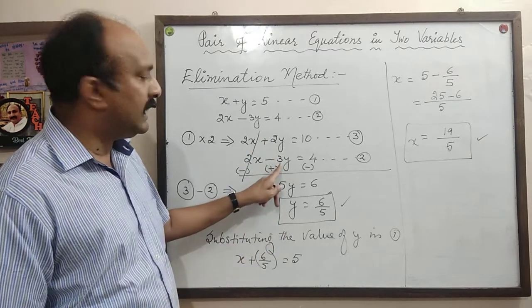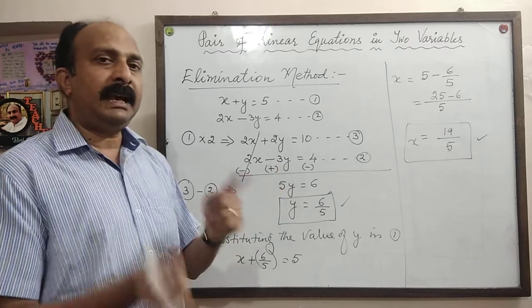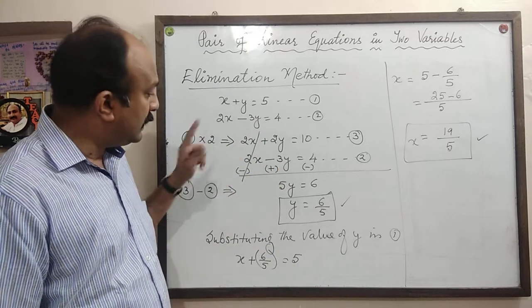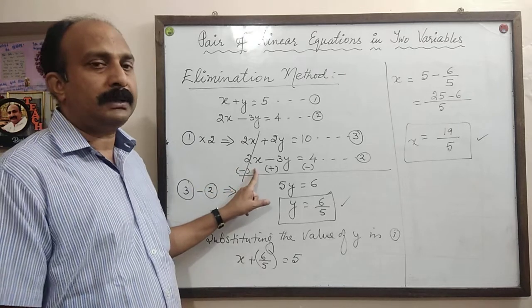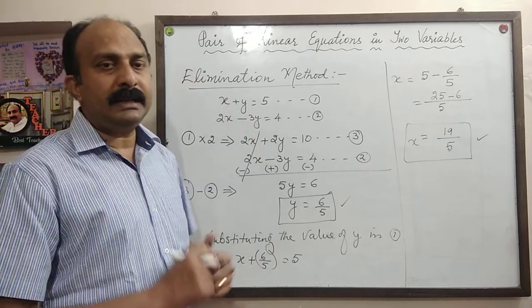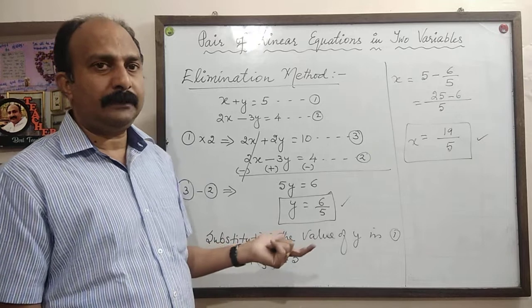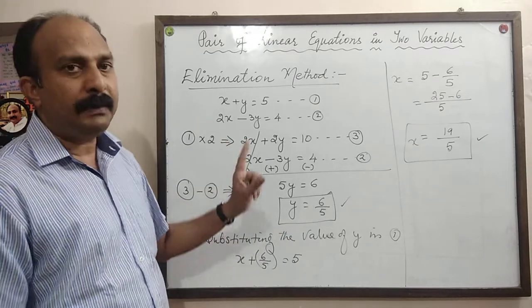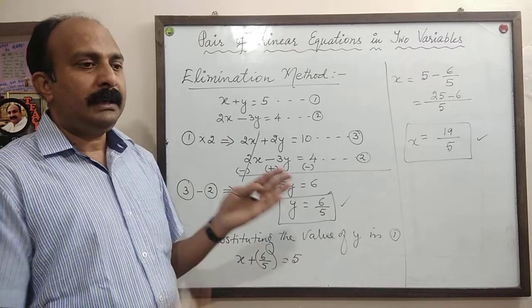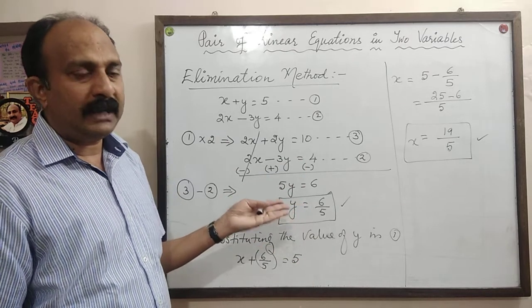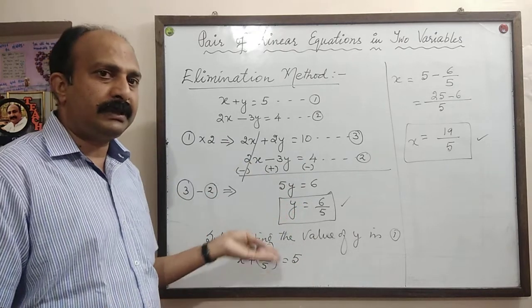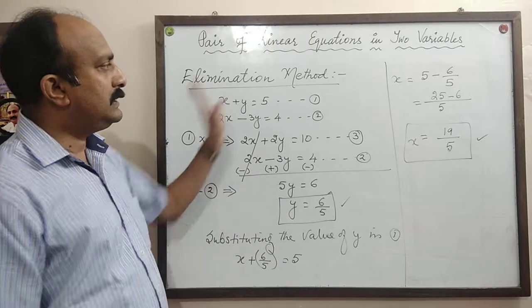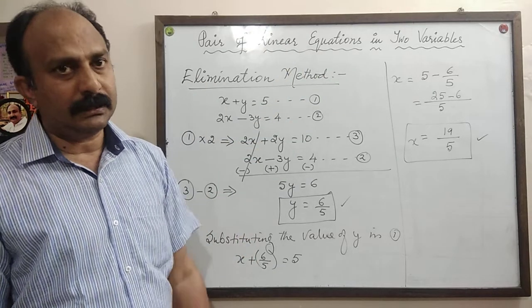Suppose the coefficients are equal, but the signs are different. Suppose we have plus 2 in one equation and minus 2 in the other equation. Then in order to cancel them, we can do addition. So always subtraction is not necessary. It depends upon the sign also. If numerals are equal but signs are opposite, then we can eliminate them by addition also. This is all about the elimination method.